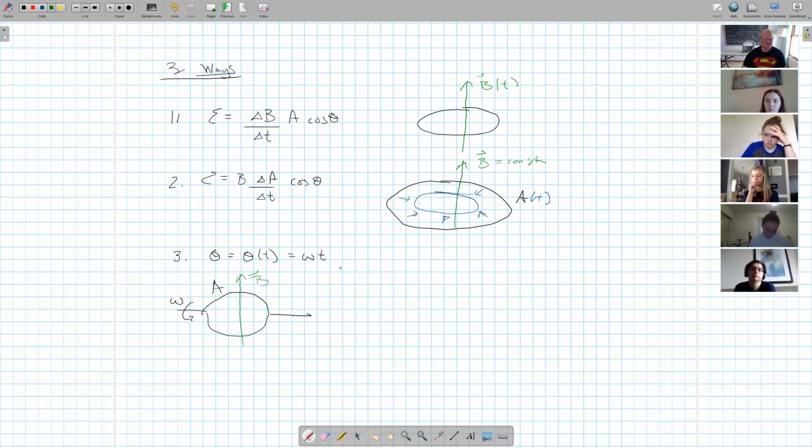So this is the third way that this can happen. In this case, my EMF then would then be equal to the magnetic field times the area times the angular velocity times sine of the angular velocity times the time. So these are the three ways that this can actually happen.